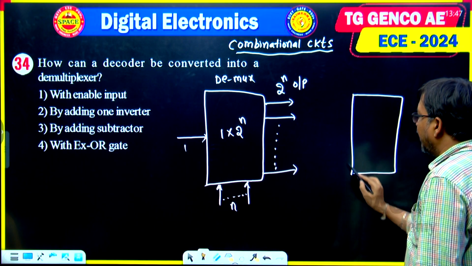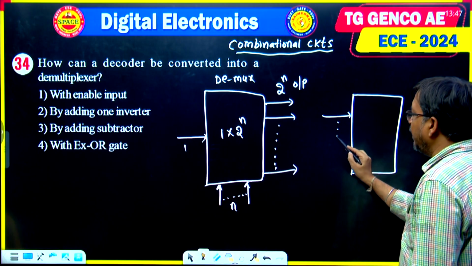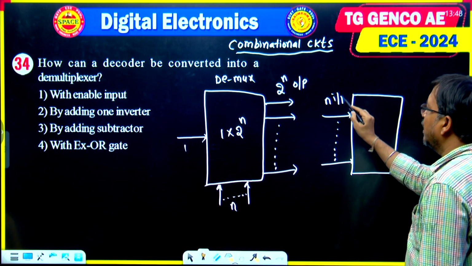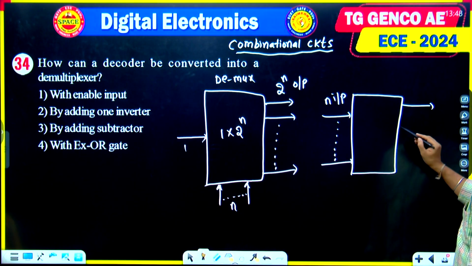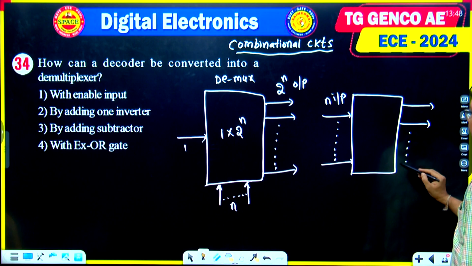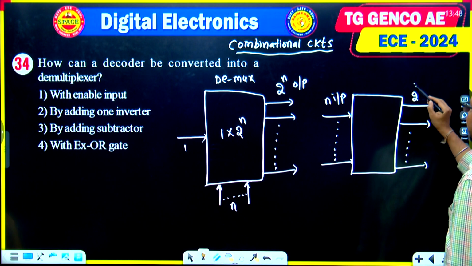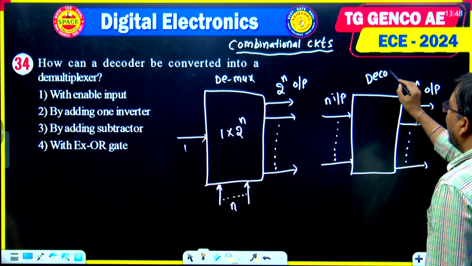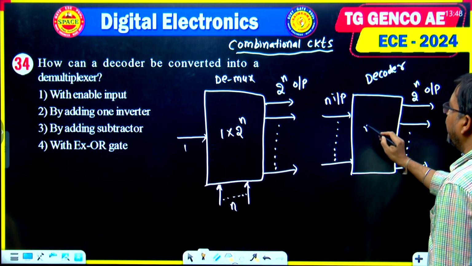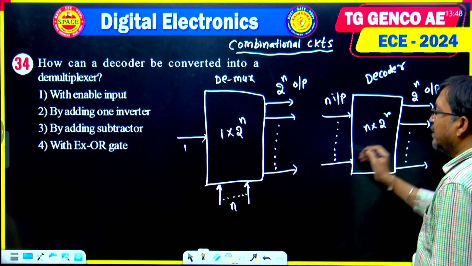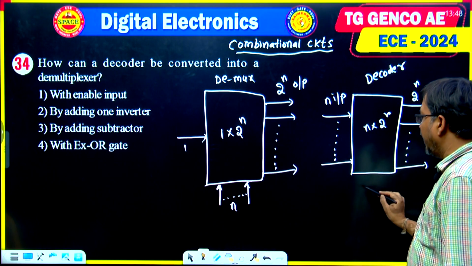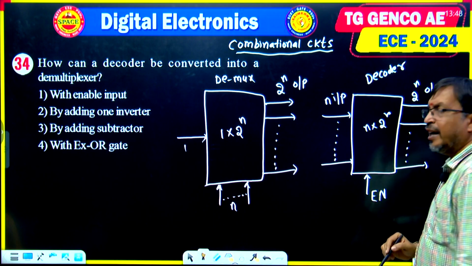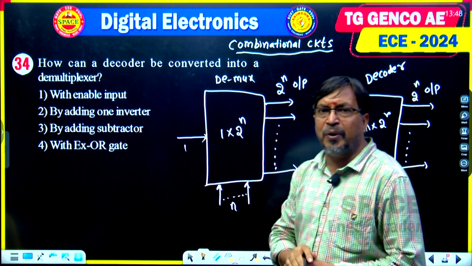A decoder consists of n inputs and 2 power n outputs. This is about the decoder. And what is the size of this decoder? N by 2 power n. But here, in the decoder, we are connecting one pin. What is the pin name? Enable pin. Enable is always active high.